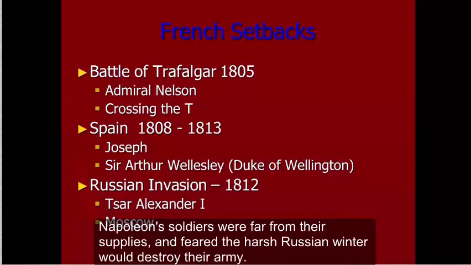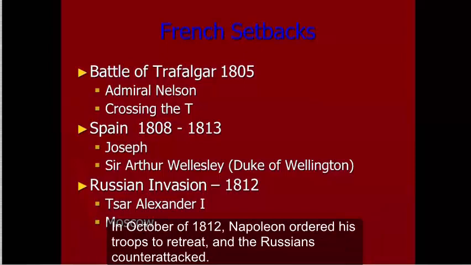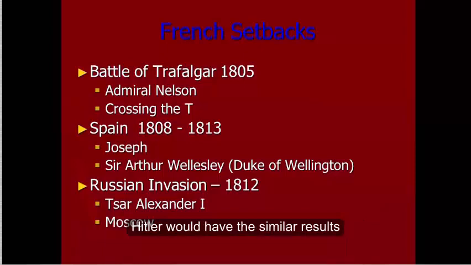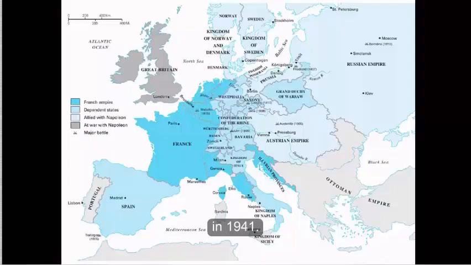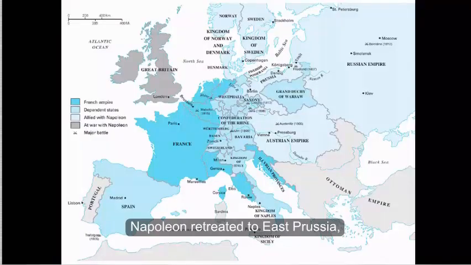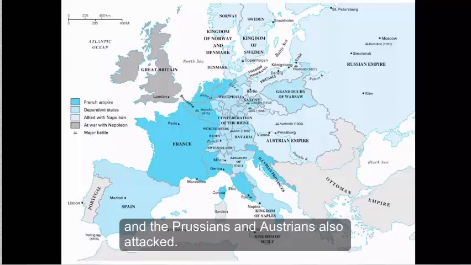Napoleon's soldiers were far from their supplies and feared the harsh Russian winter would destroy their army. In October of 1812, Napoleon ordered his troops to retreat, and the Russians counterattacked. Hitler would have similar results in 1941. Napoleon retreated to East Prussia, and the Prussians and Austrians also attacked.